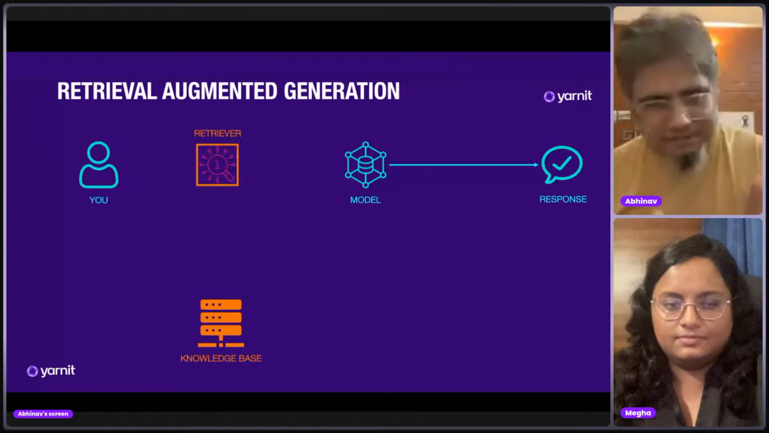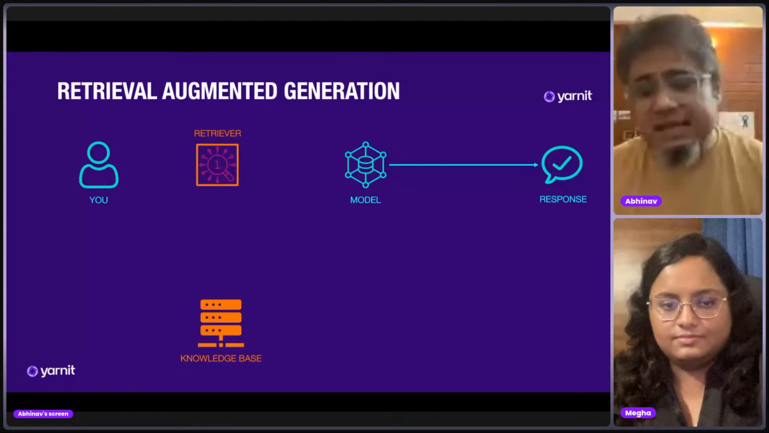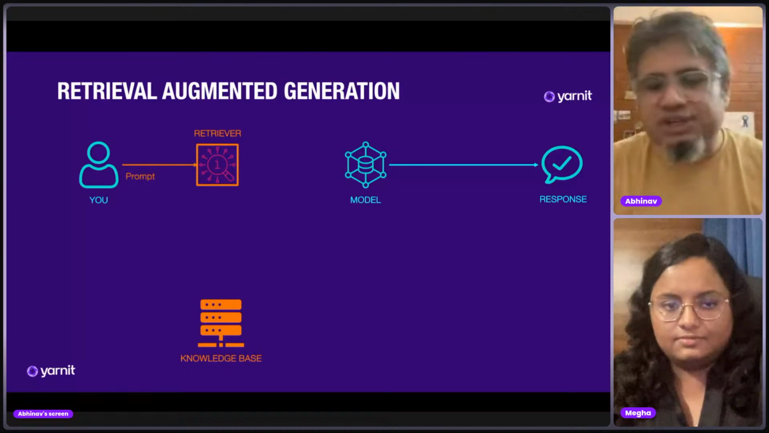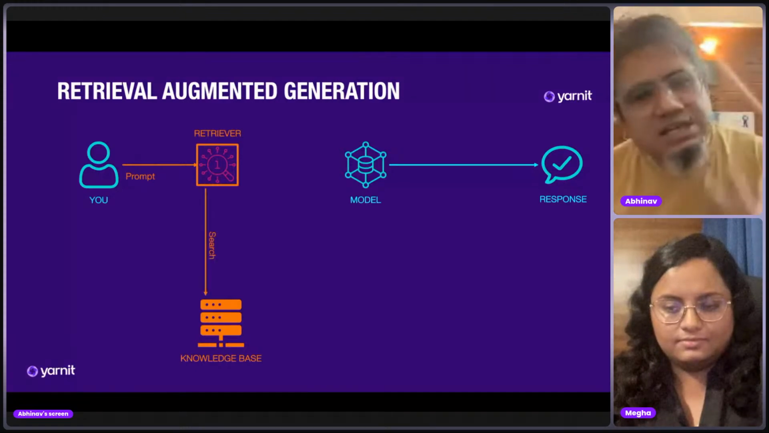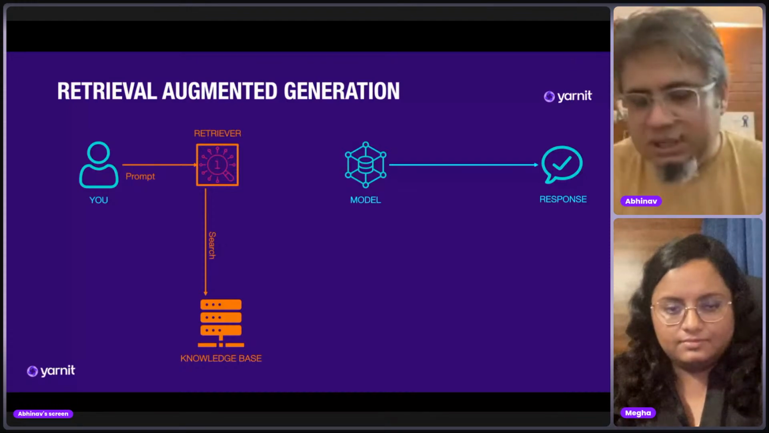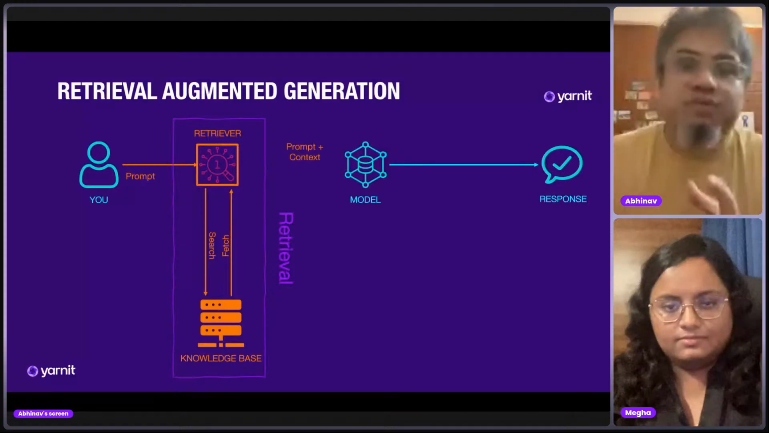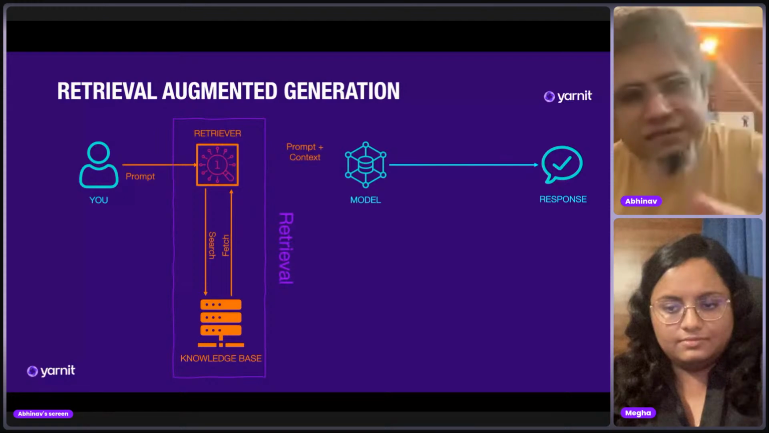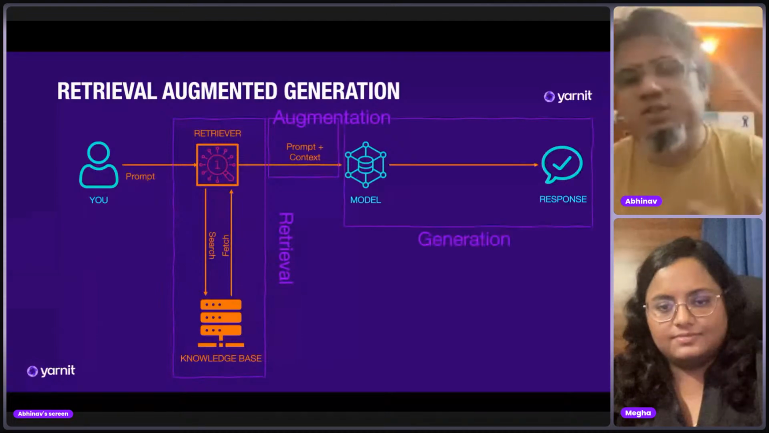As the name suggests, the responsibility of the retriever is to retrieve information. How that is done is that it accepts the user input or the user's prompt, goes to the knowledge base, and searches for relevant information. When it has found the relevant information, it fetches this information. Before passing it on to the model, this relevant information or context is added to the user input or the prompt in a step called augmentation. And finally, this augmented prompt is passed to the model, and the model then generates the response.